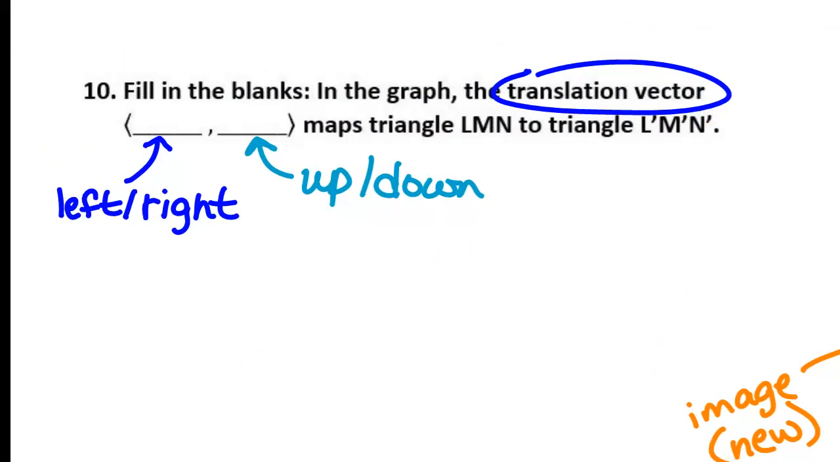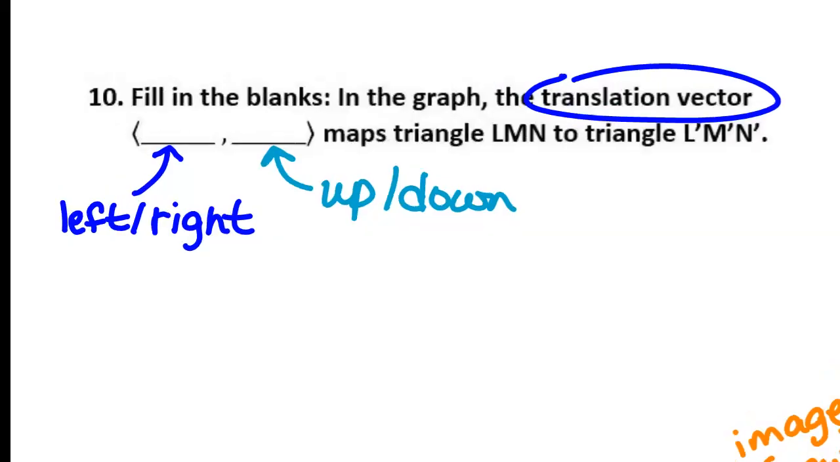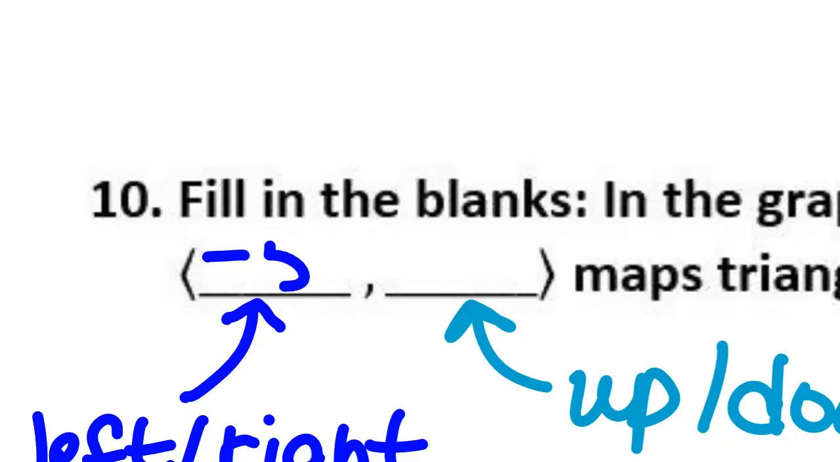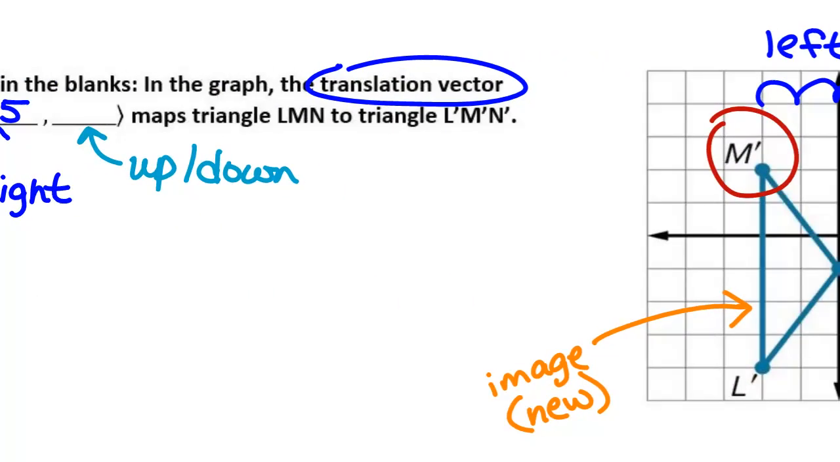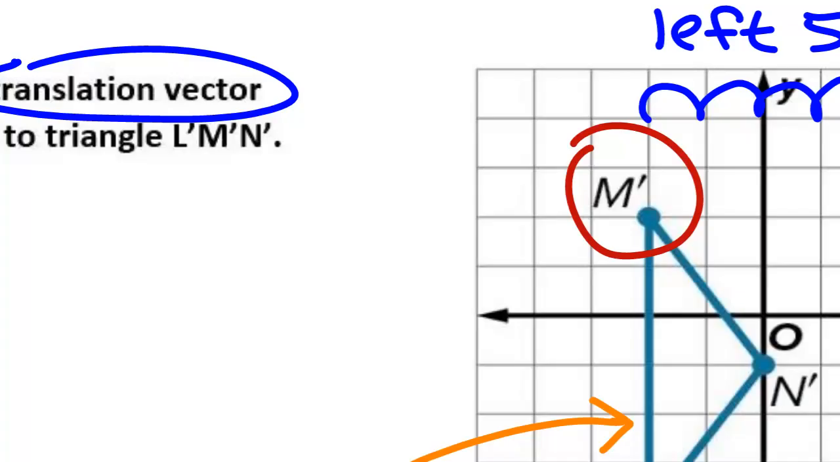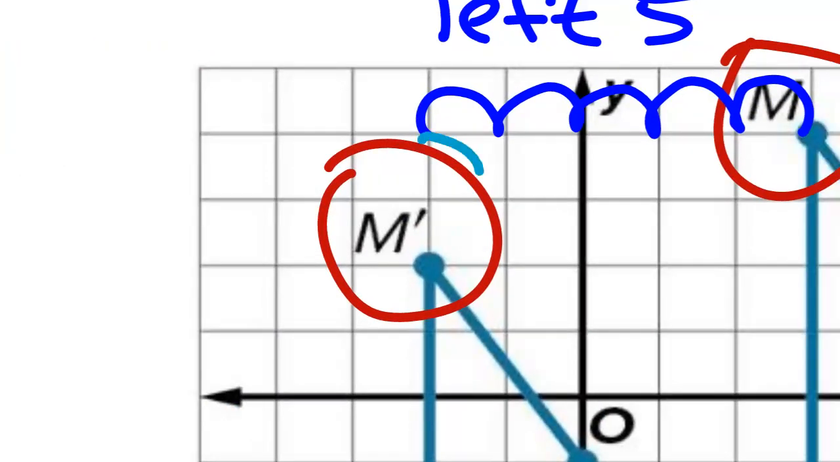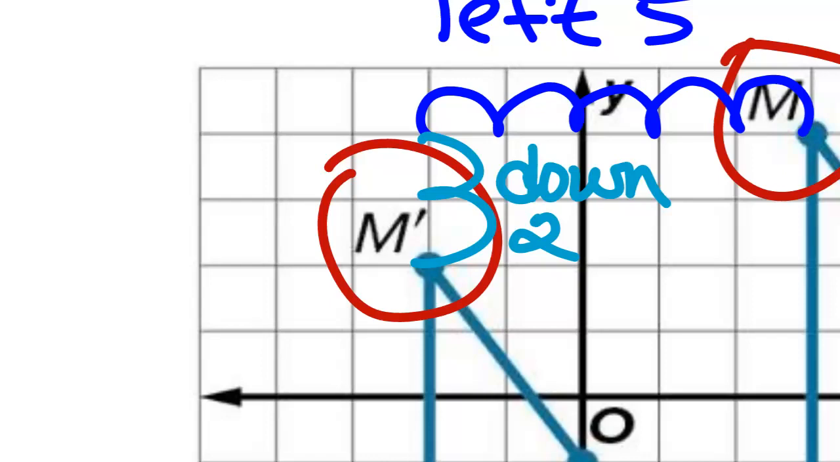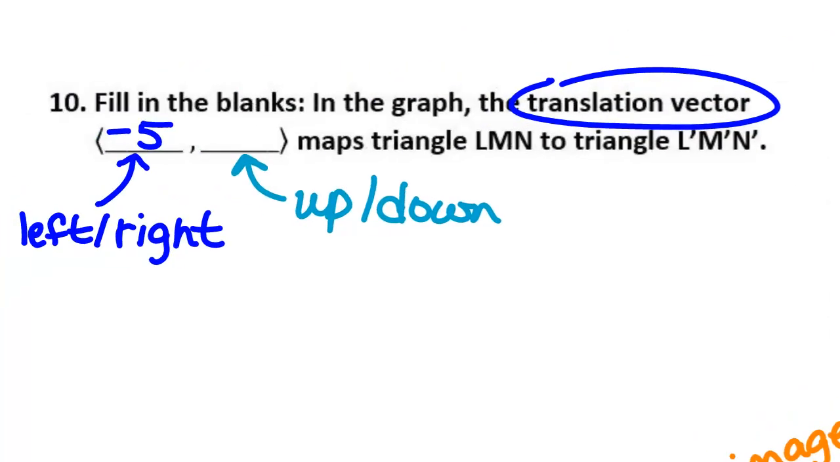How do I indicate in my vector that it went left instead of right? Negative. So we put a -5 here. That tells me that we went left 5. And then I still need to go which way to get from right here to M prime? I need to go down 2. So how do I put that in the vector for down 2? -2.